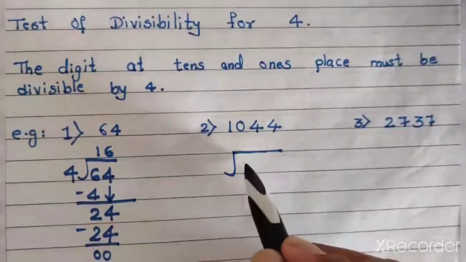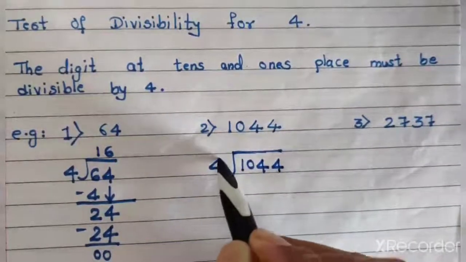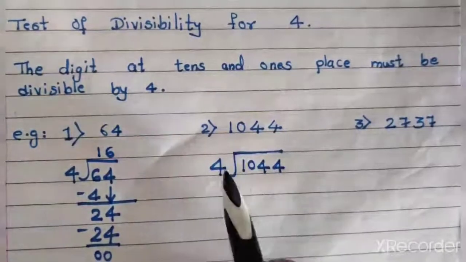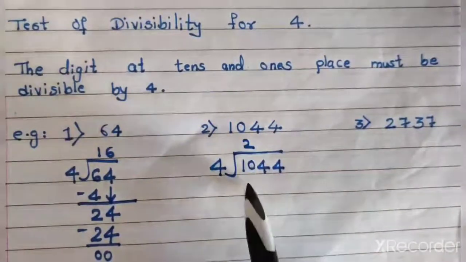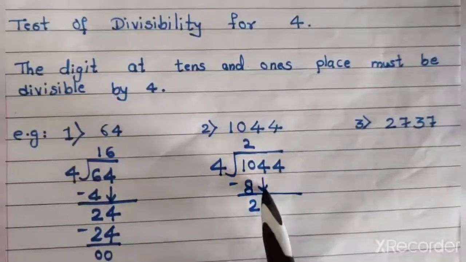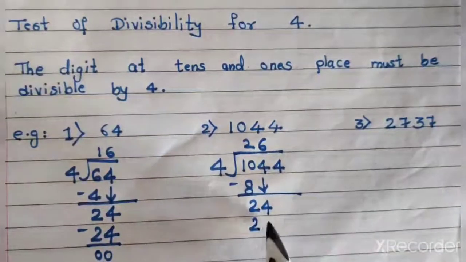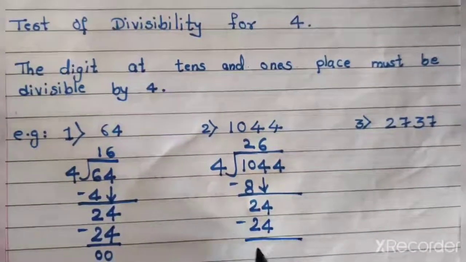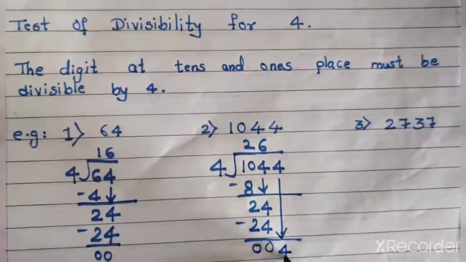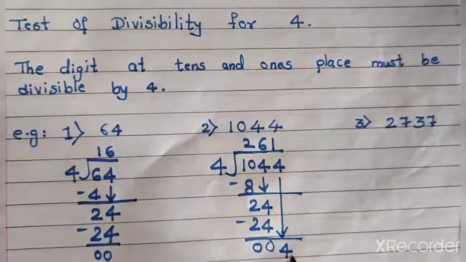So let us see whether the test of divisibility is correct or not by doing the actual division of the whole 4 digits. 4 2s are 8. 2 left, 4 down. 4 6s are 24. Nothing left. 0 0. Directly 4 down. 4 ones are 4, 0. Could you see?